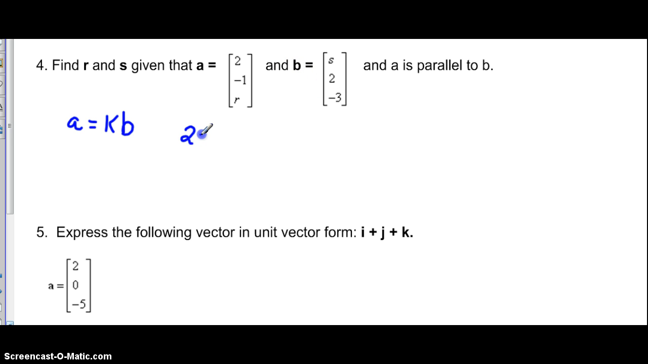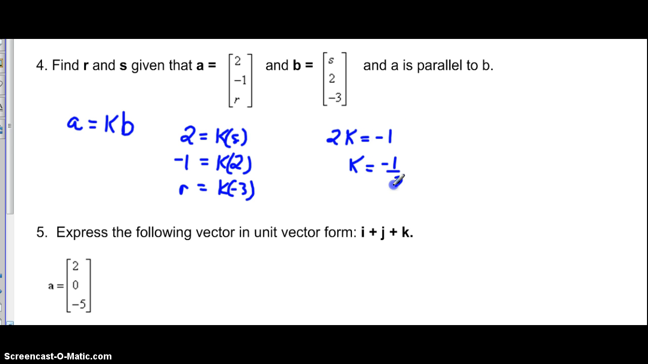So 2 needs to equal KS. Negative 1 needs to equal K times 2. And then R needs to equal K times negative 3. And these are all times K. So the only one of these three that's going to let us solve for K is our middle one here. So let's go ahead and solve for our scalar K. So 2K is equal to negative 1. So our scalar must be negative 1/2.